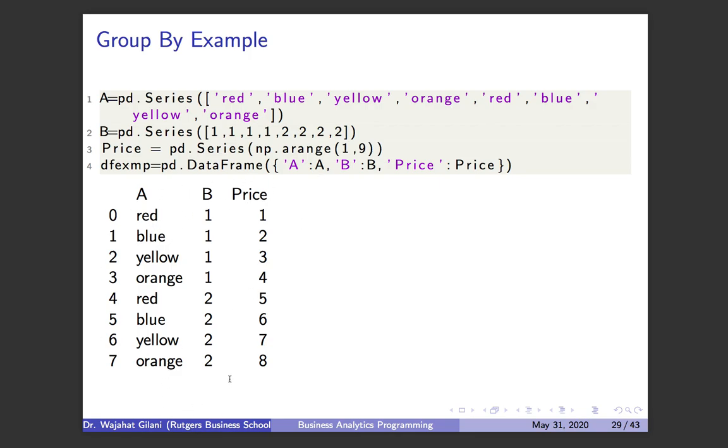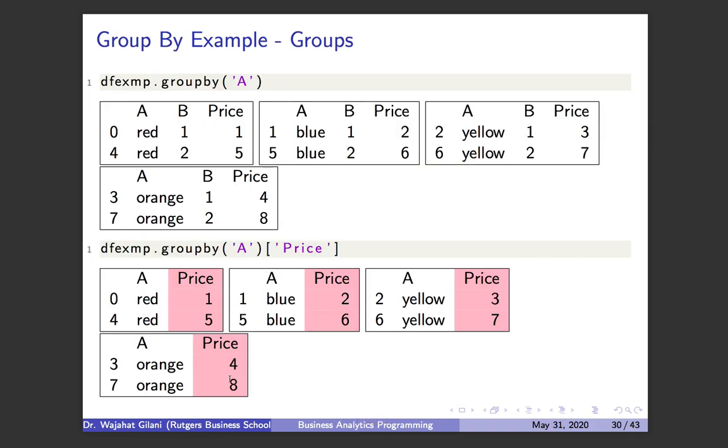Okay? All right. From here, let's say I ask you that I want the sum of all the prices according to each color in column A. So I want the summation of all the prices of red, all the prices of blue, all the prices of yellow, and all the prices of orange. Okay? How do I do this? Group by. I use the group by feature to do this. The first step is to actually literally write the function .groupby. You do dfexmp, the name of the table, .groupby.